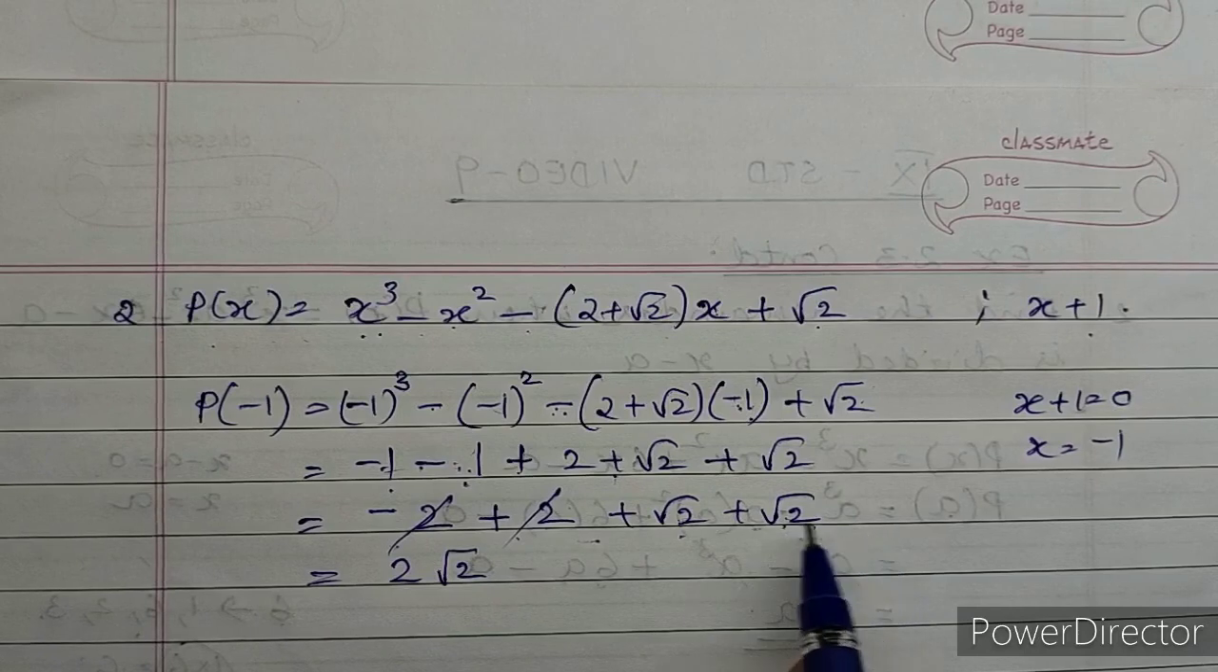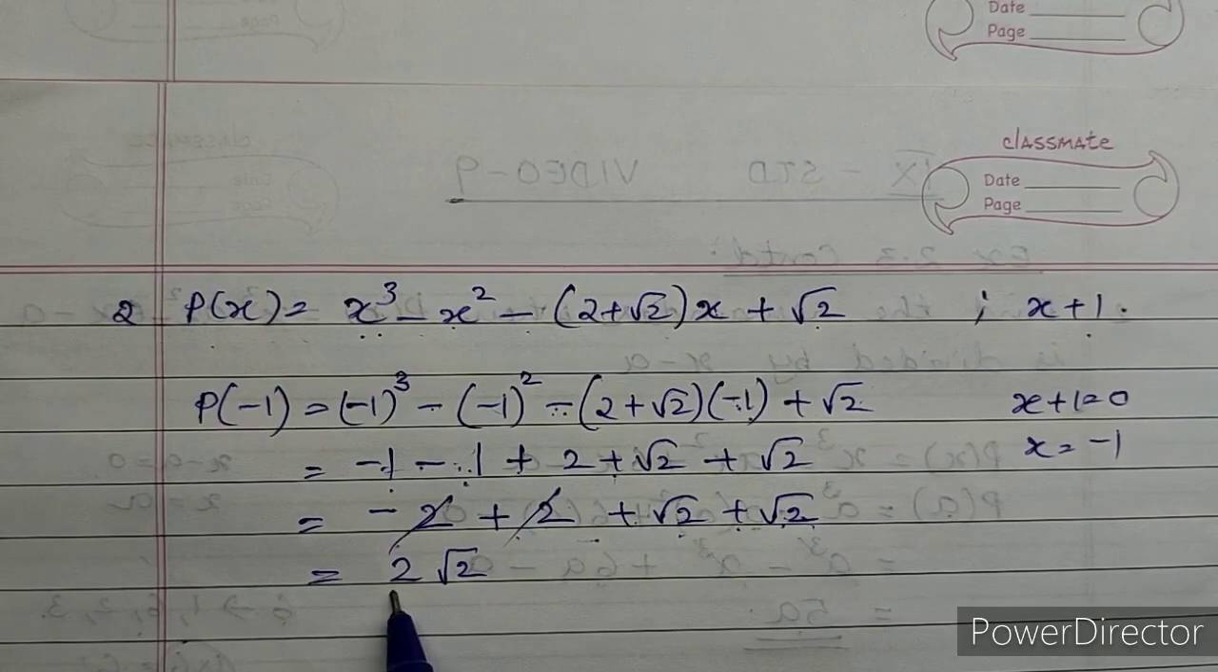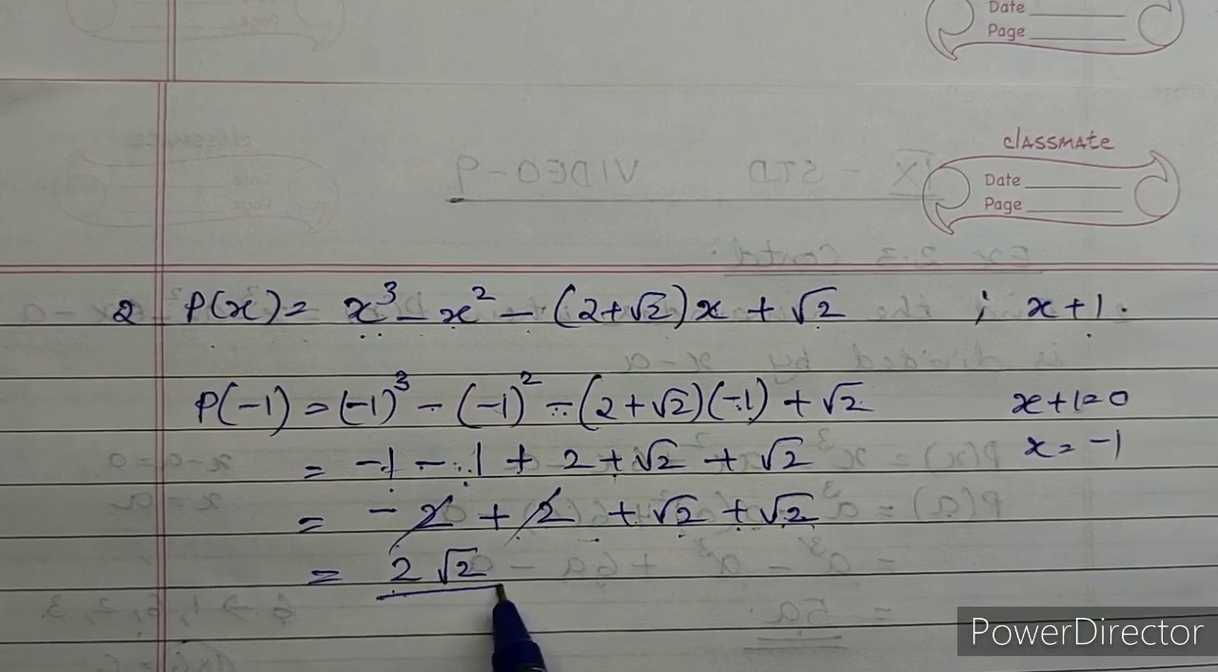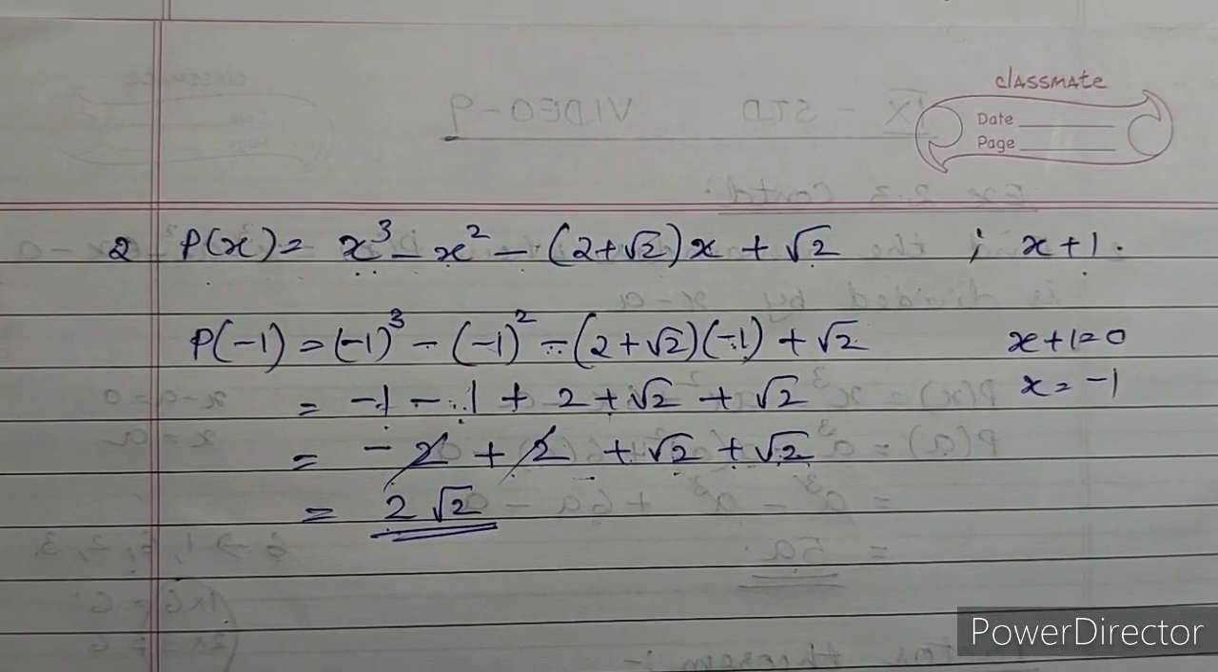Root 2 square, don't write. If it is multiplication, then you should write root 2 square. If addition comes, you have to add the coefficients. So 1 plus 1 is 2, 2 root 2. Since you didn't get 0, x plus 1 is not a factor of the given p of x.